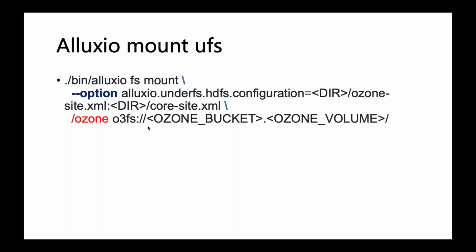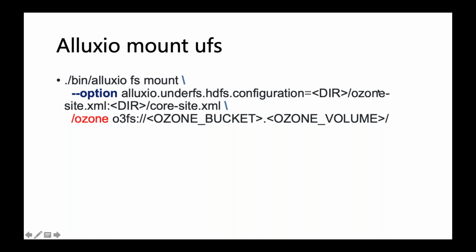As Alluxio accesses Ozone through the Ozone file system, which is an implementation of HCFS, HCFS here being Hadoop compatible file system, we should specify the necessary configuration. This is how to specify the configuration, and some configuration items are in this file and this file.